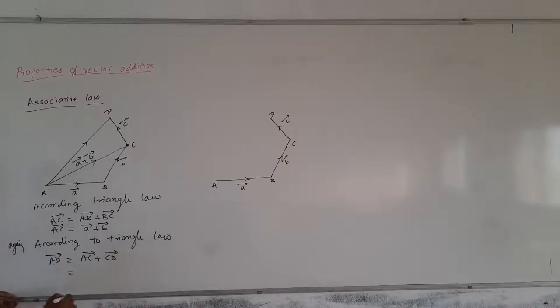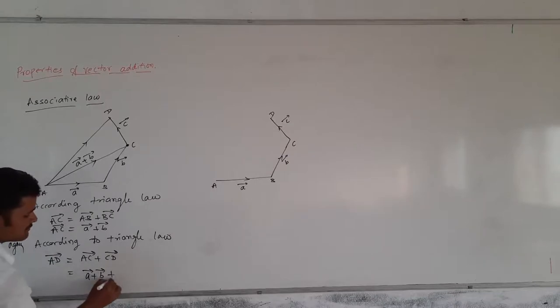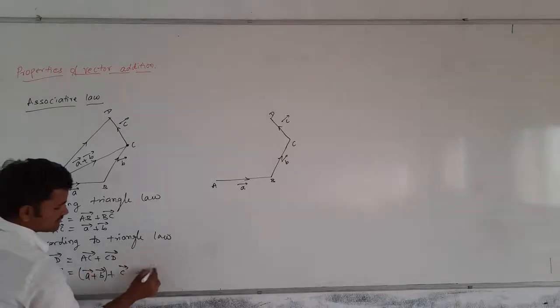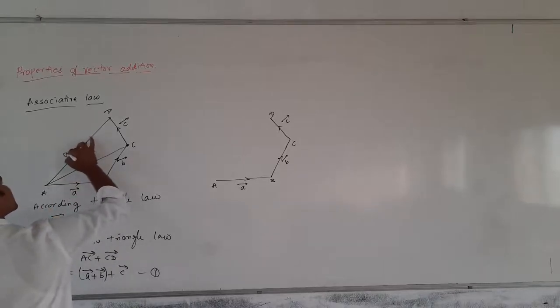What is vector AC? Vector AC is vector A plus vector B, plus vector CD, that is C, where A and B are added first. I will put the bracket for this. This is vector AD is equal to, let me name this as equation 1. See, once again I am applying the triangle law of vector addition, where AC will be taken as the first vector, CD will be taken as the second vector. With that triangle law, vector AD can be written as vector A plus vector B plus vector C.